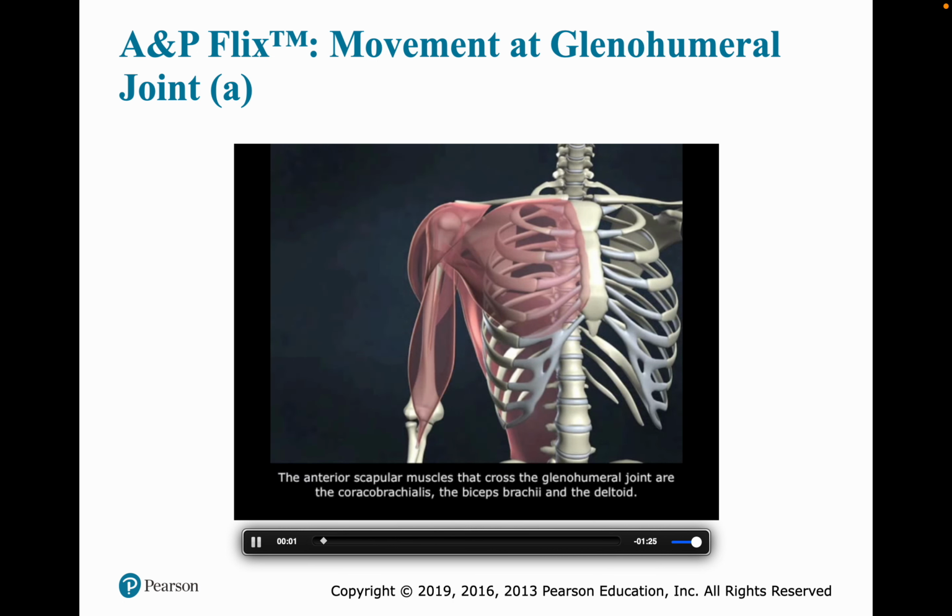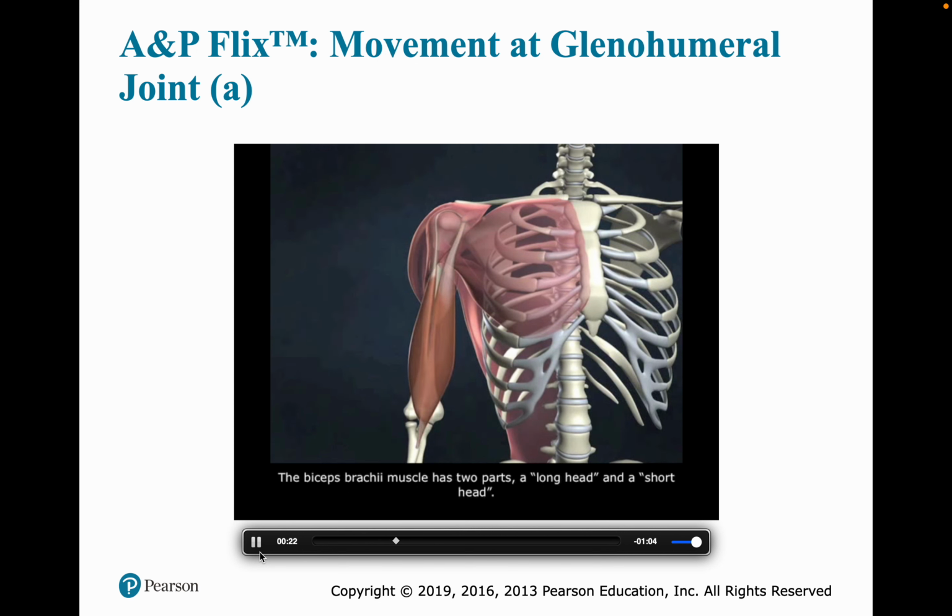The anterior scapular muscles that cross the glenohumeral joint are the coracobrachialis, the biceps brachii, and the deltoid. The coracobrachialis muscle originates on the coracoid process of the scapula and inserts on the medial surface of the humeral shaft.